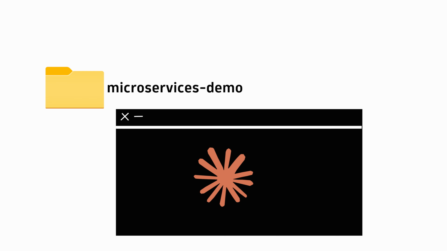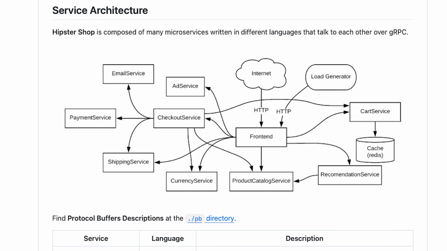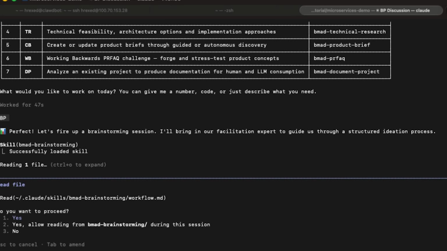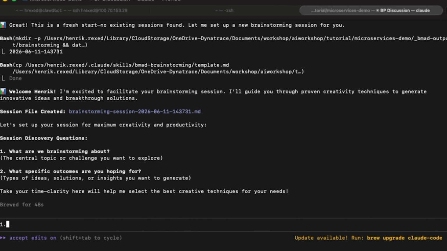Let me show you what that looks like in practice. I am pointing the BMAD crew at the Google Hipster Shop: 11 services, 4 languages, gRPC, no OpenTelemetry instrumentation. Open it and fire up Bob, the first agent. I will give Bob one prompt: we need to make this application fully observable.